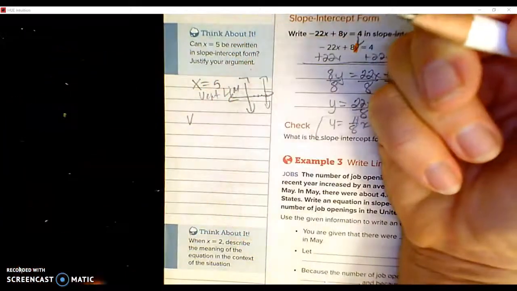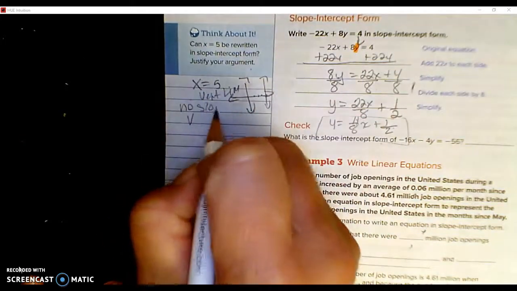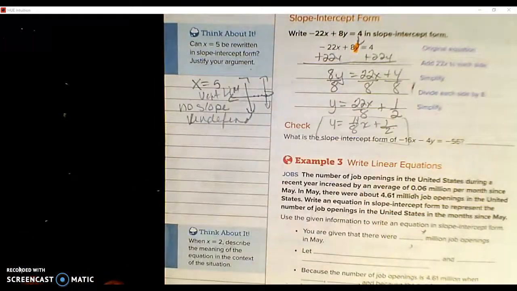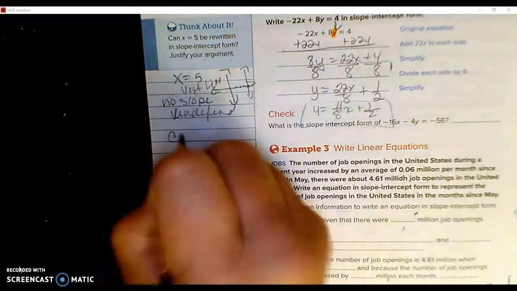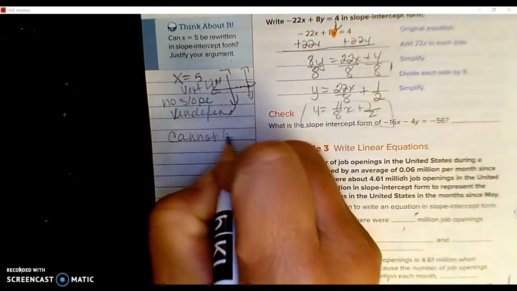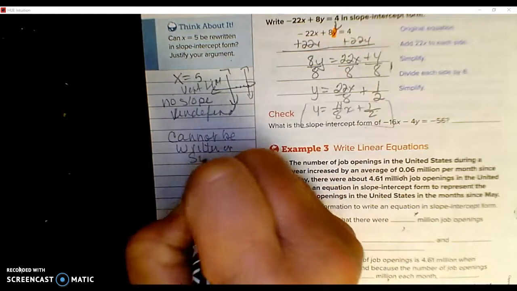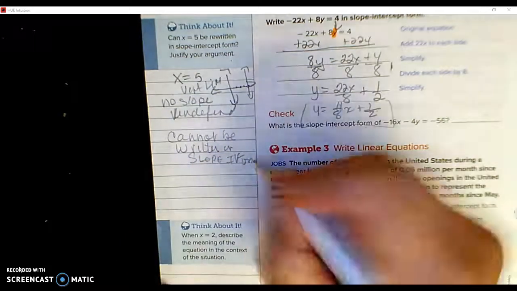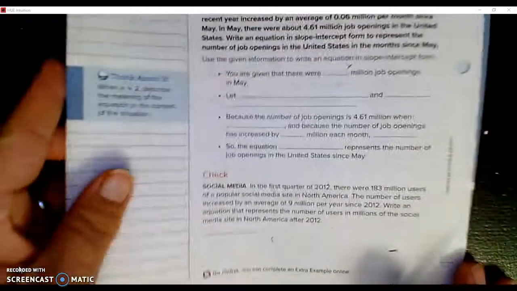And what do you know about vertical lines? They have no slope, or it's undefined. So because there's no slope or it's undefined, it cannot be written in slope-intercept form. How can you write something in slope-intercept form if there's no slope? Okay. Example number 3.